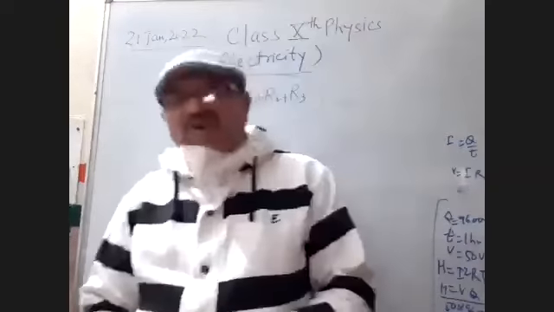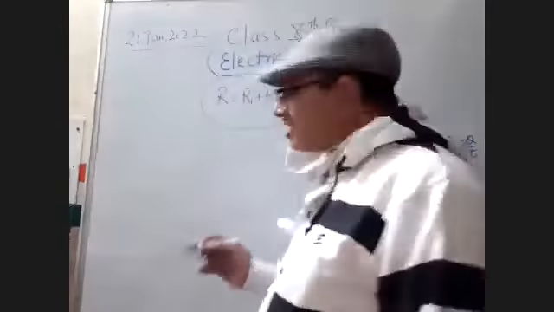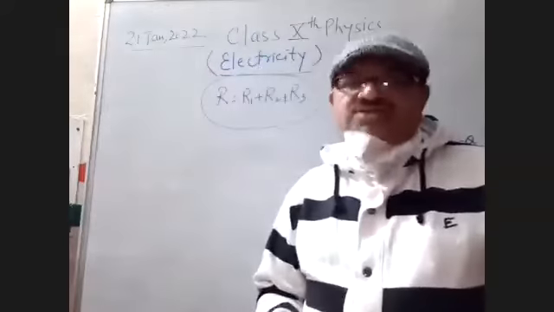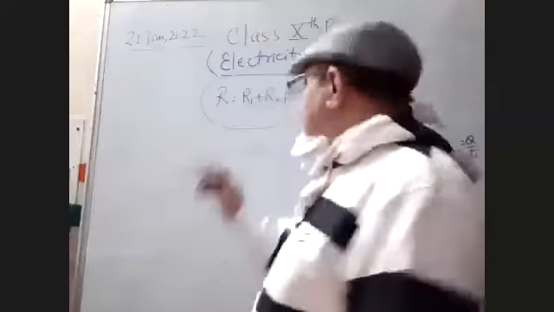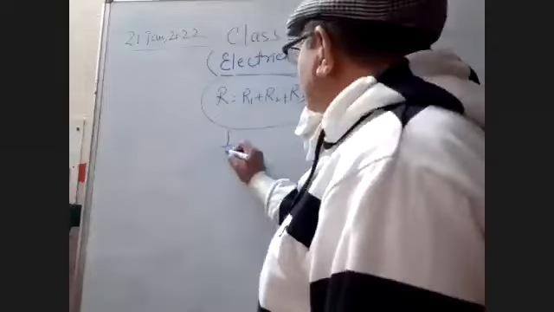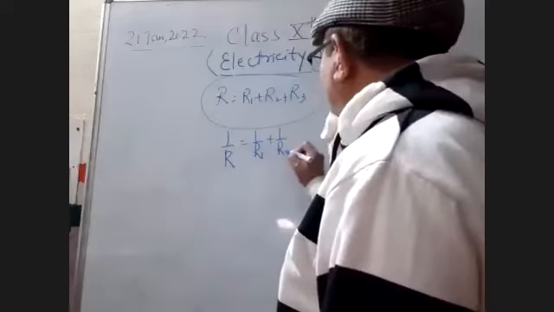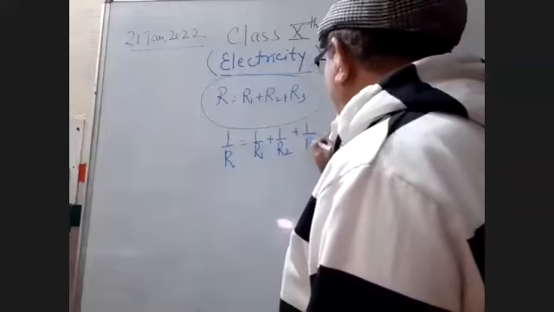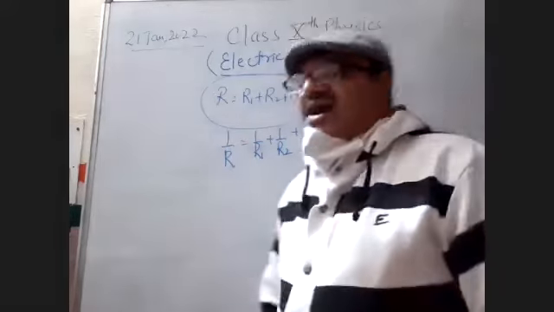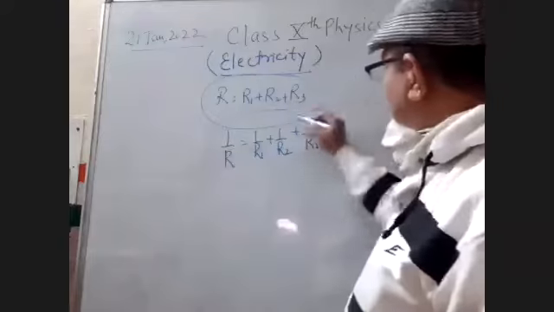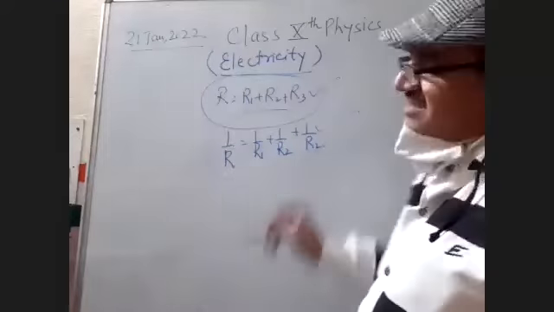So the second formula which we have studied: when the resistances are connected in parallel, what will be the total resistance? Say three resistances are connected in parallel, then the formula will be 1/R = 1/R1 + 1/R2 + 1/R3. It means this one is in parallel, and the earlier one is in series.